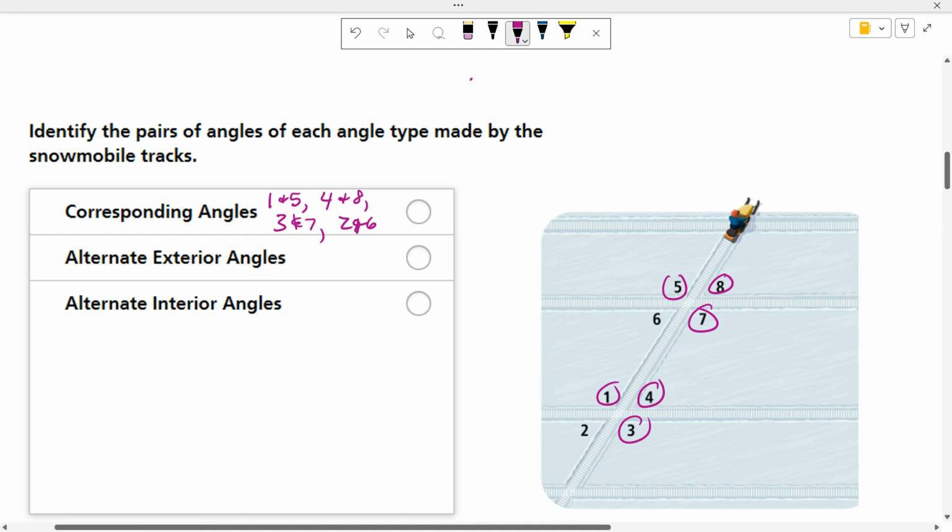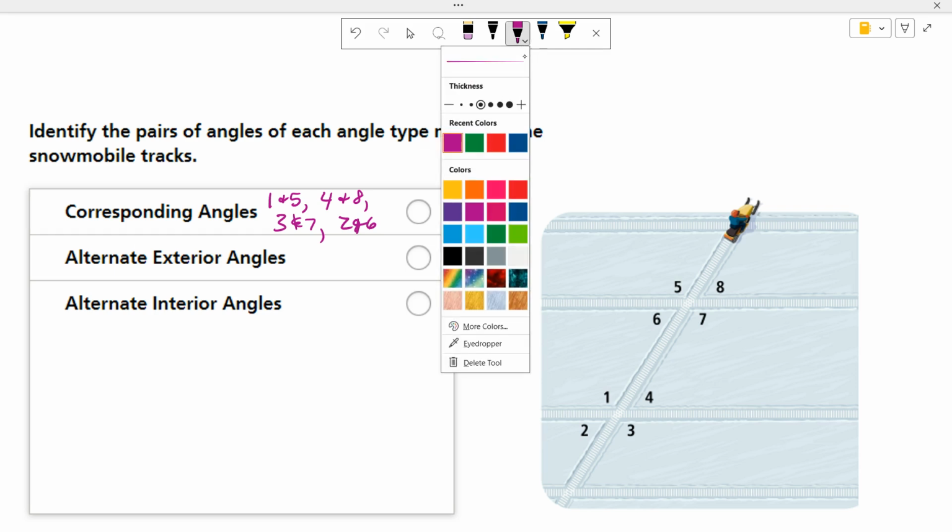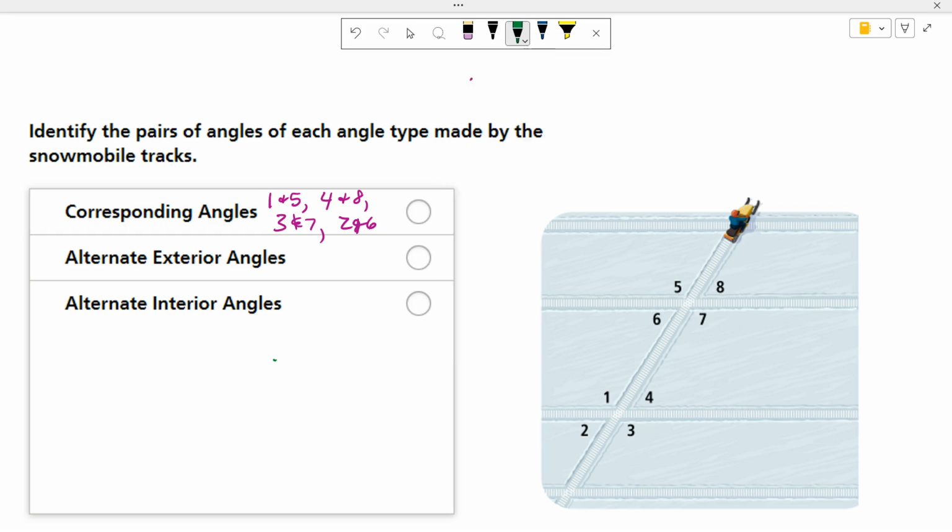Okay? All right. What are alternate exterior angles? Nolan, what's one pair? Alternate exterior. 3 and 5. That's one set. What's another set, Layla? 8 and 2. This is the other set.